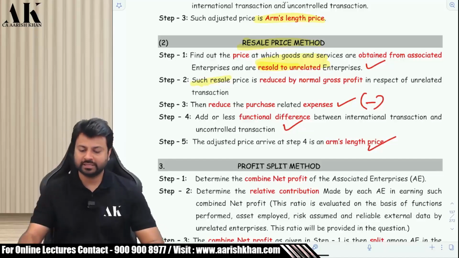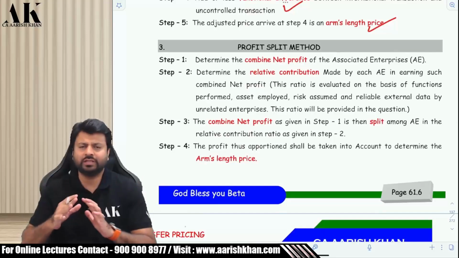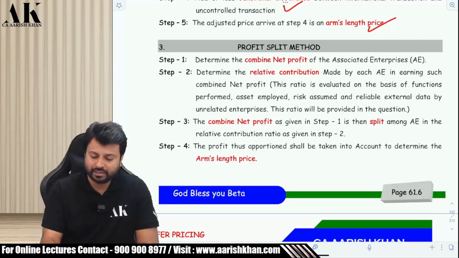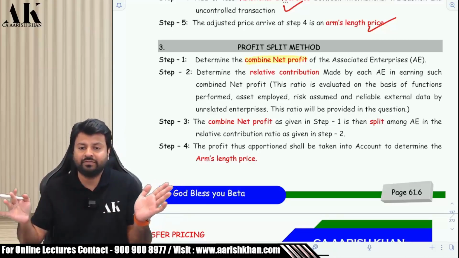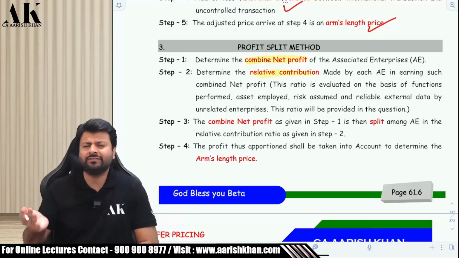So let's go ahead with the next method, that is the profit split method. This method is applicable when 3-4 companies come together for a joint venture. First of all, you have to find out their combined net profit. Once the combined net profit is found out, you have to split it on the basis of the relative contribution ratio. That will be given in the exam. What is the relative contribution ratio?